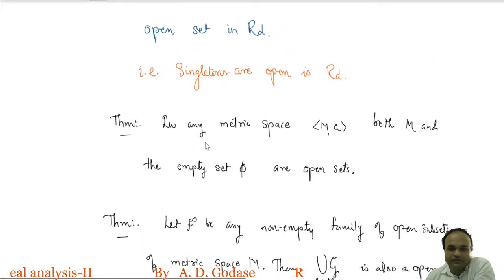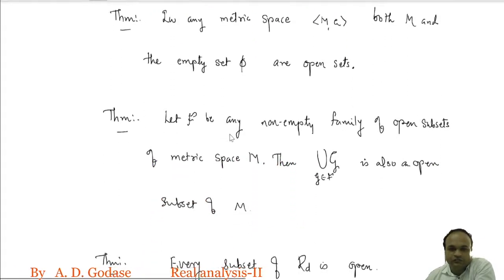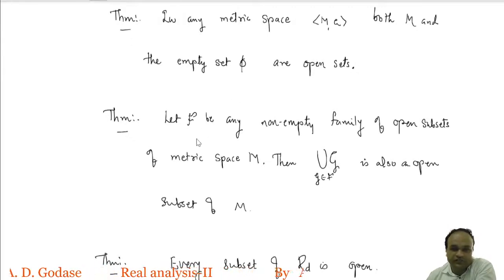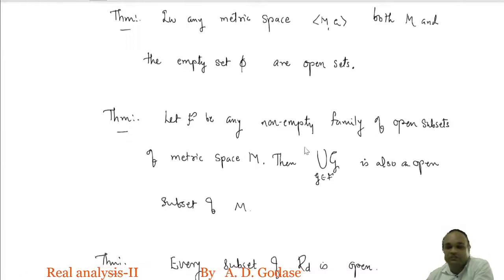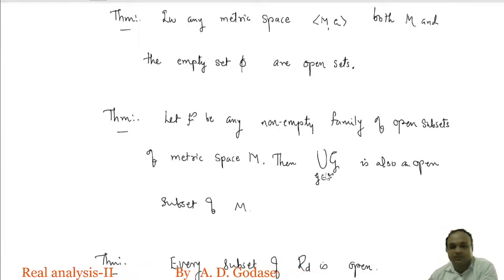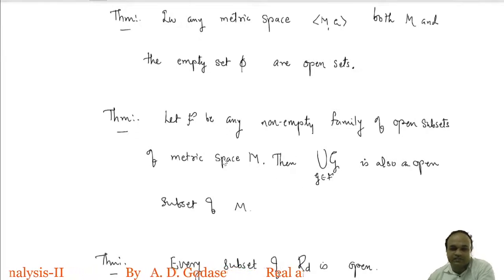After that we have seen some statements of theorems. First theorem: in any metric space (M, ρ), both M and the empty set φ are open sets. Basically these are the trivial open sets in any metric space. Second, let F be any non-empty family of open sets in a metric space M, then the union of all these open sets is also an open set in M. That is, countable union of open sets is again open.